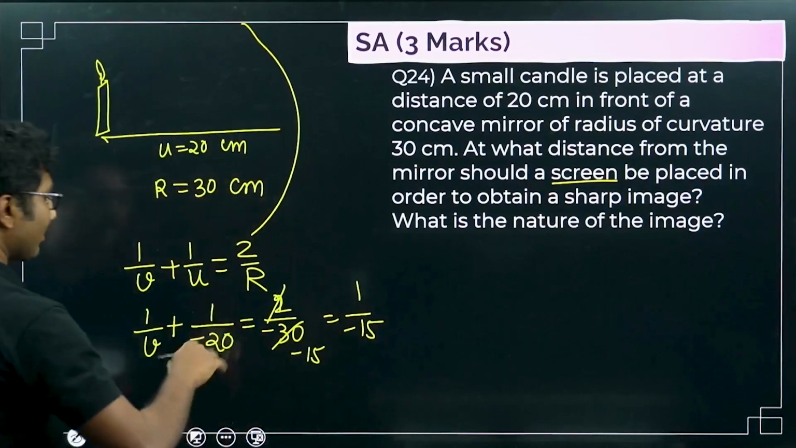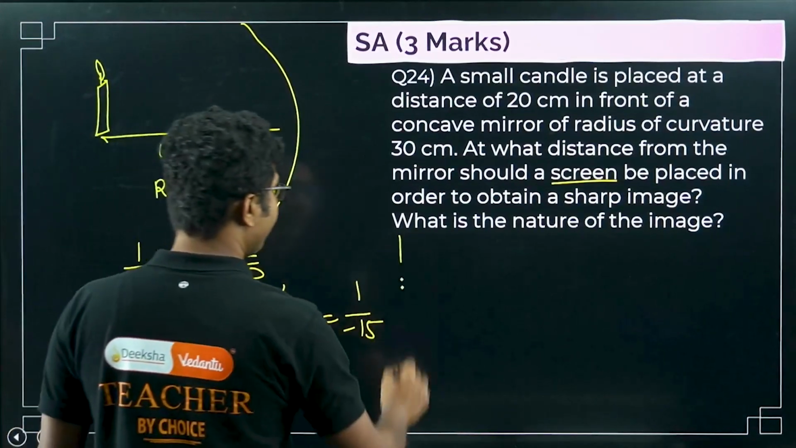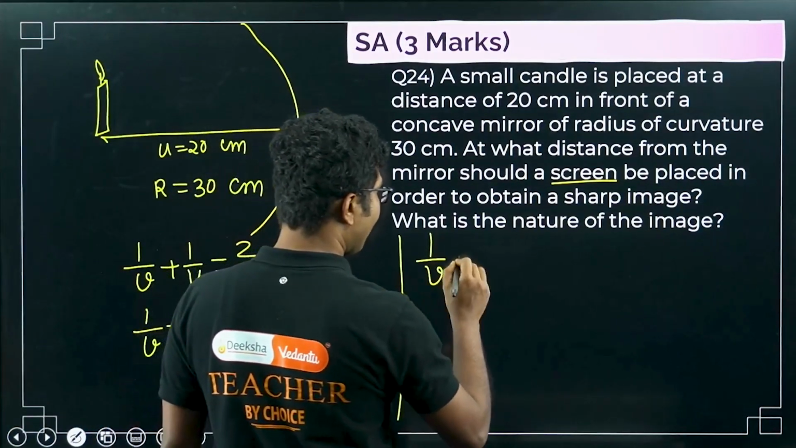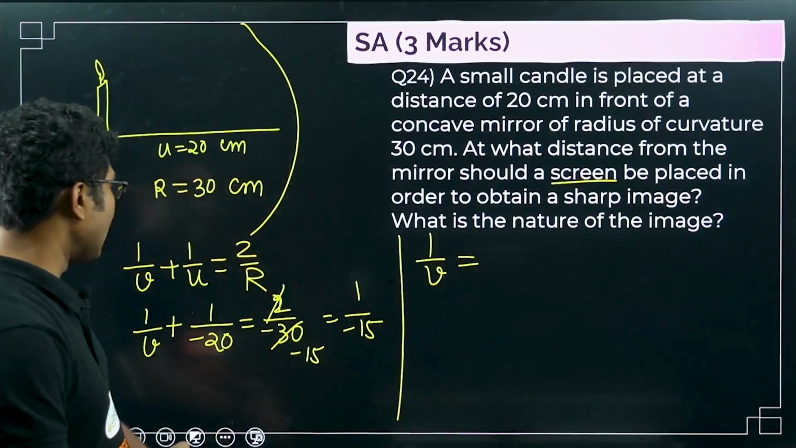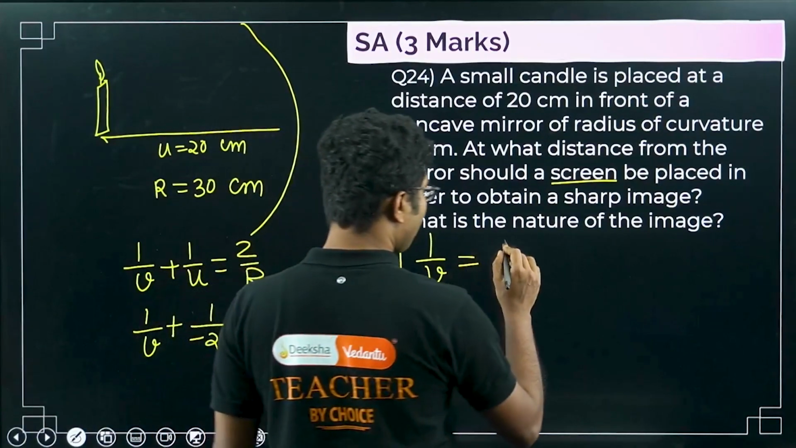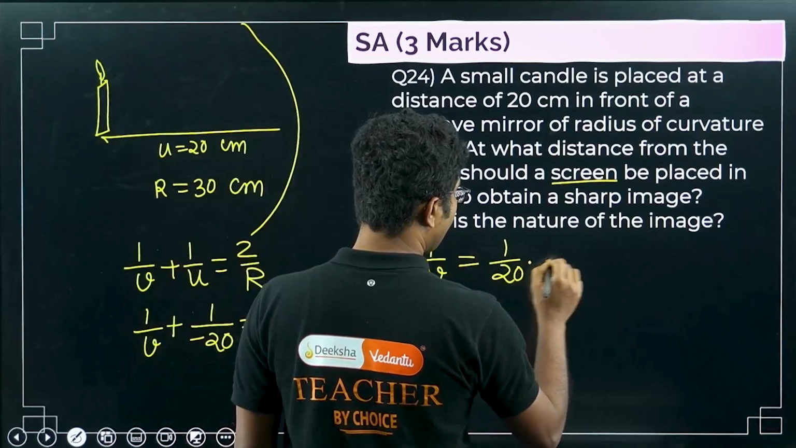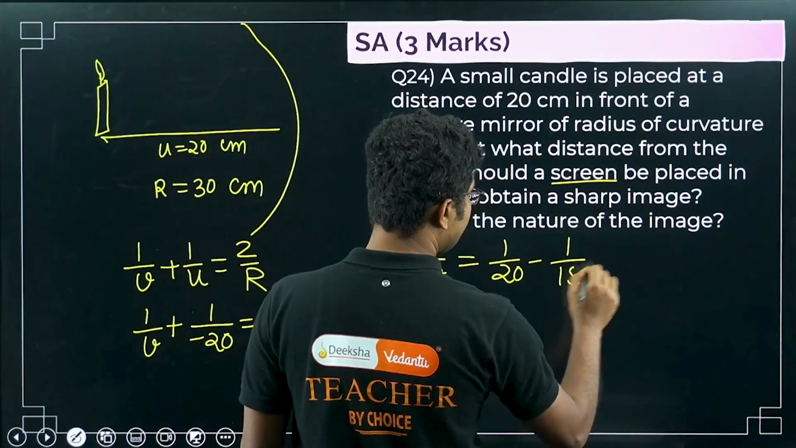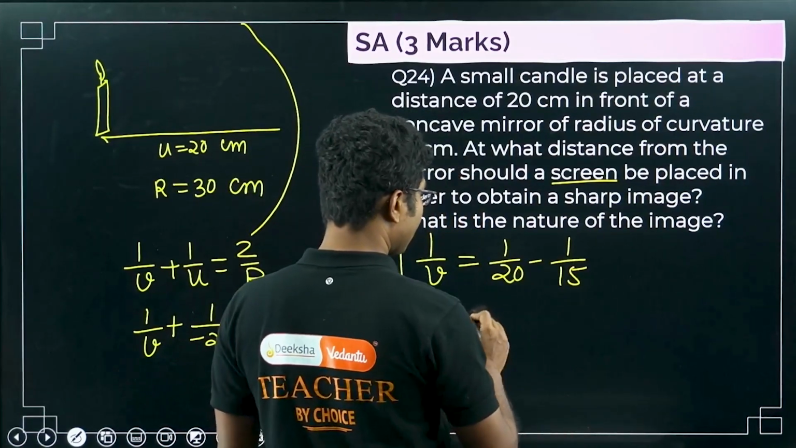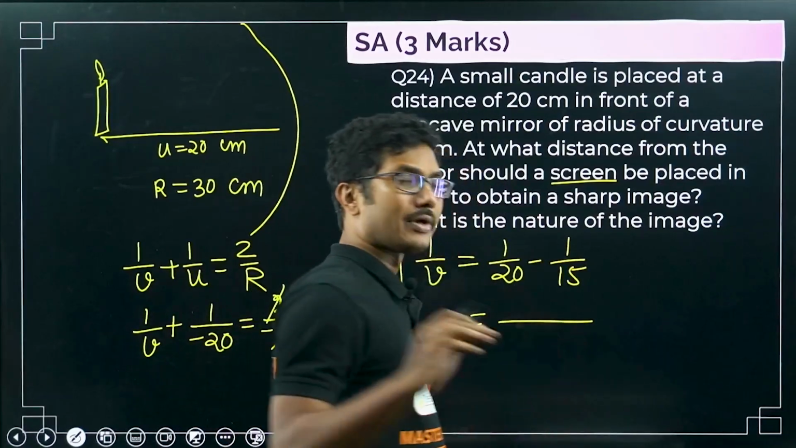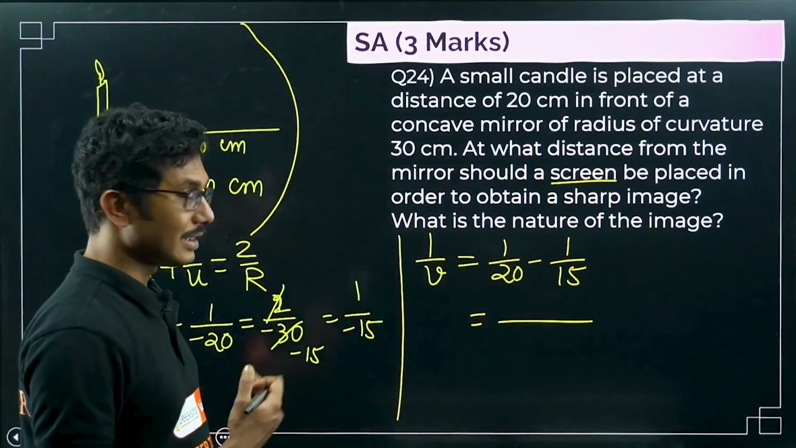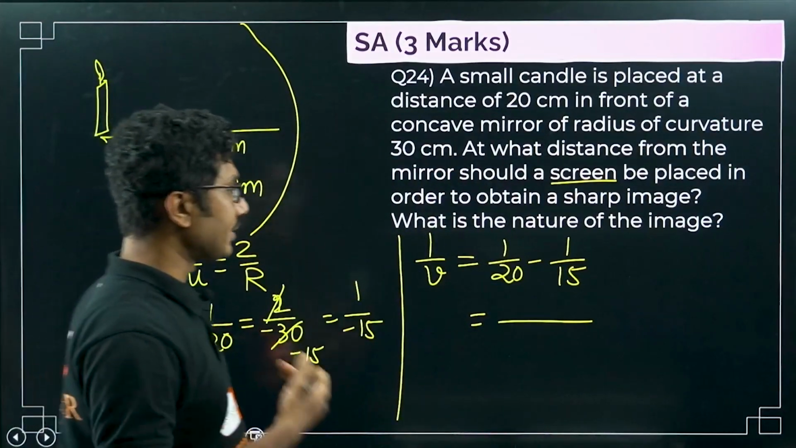Now let's take this to the other side and calculate v. So 1 by v. If you have any problem regarding the sign convention, you can check my cassette video. There I have discussed the sign convention. I have not seen sign convention in recent previous year questions. The question is not super important.